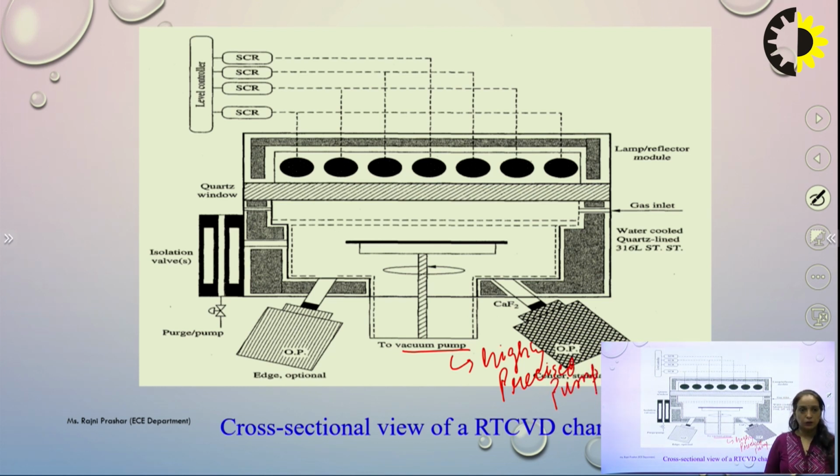Mechanical pumps will be used here to create a certain pressure. Here we can see the pump, and some isolation valves will be there. It is the quartz window. Here we have the level controllers, which can be used to control the deposition levels. Gas will be passed from this side, and here we have the water coolants.